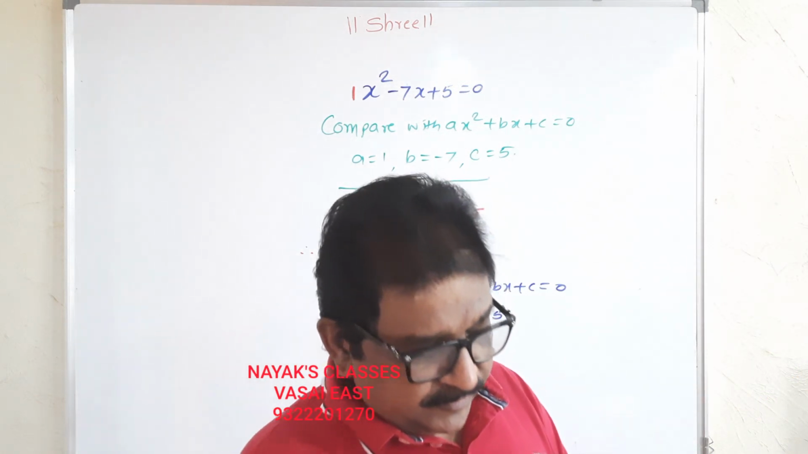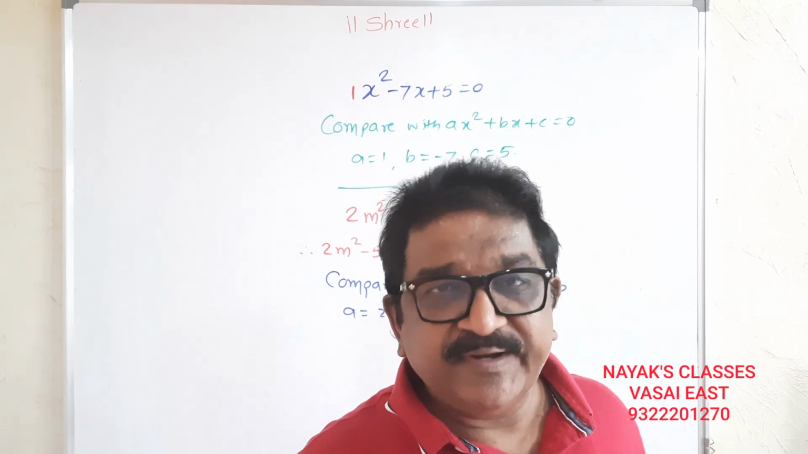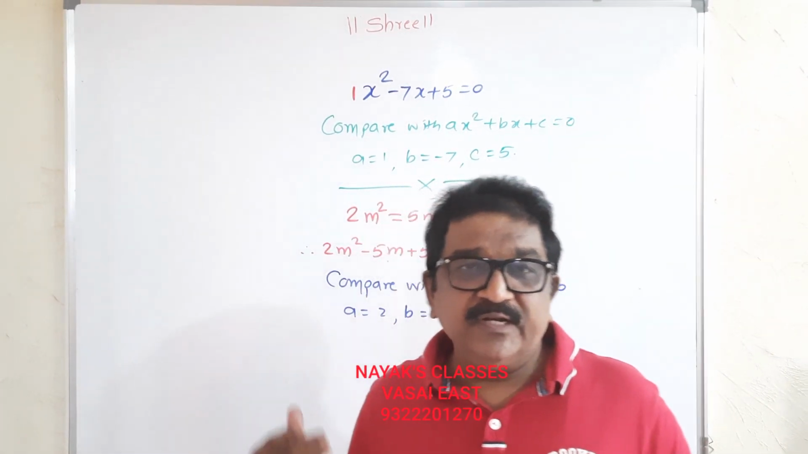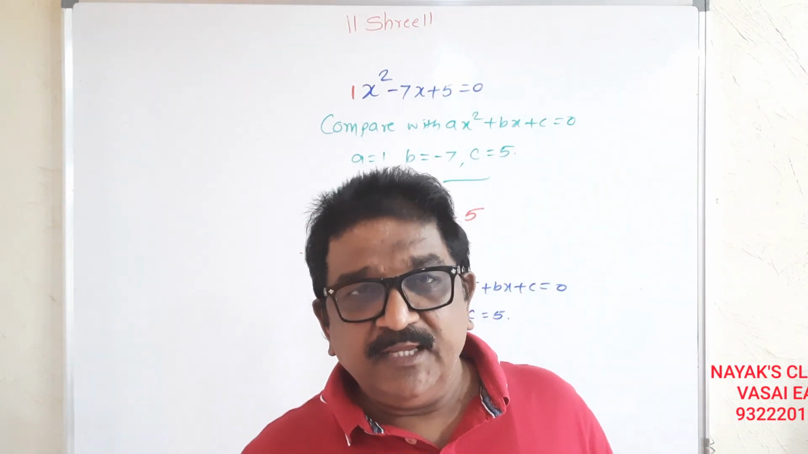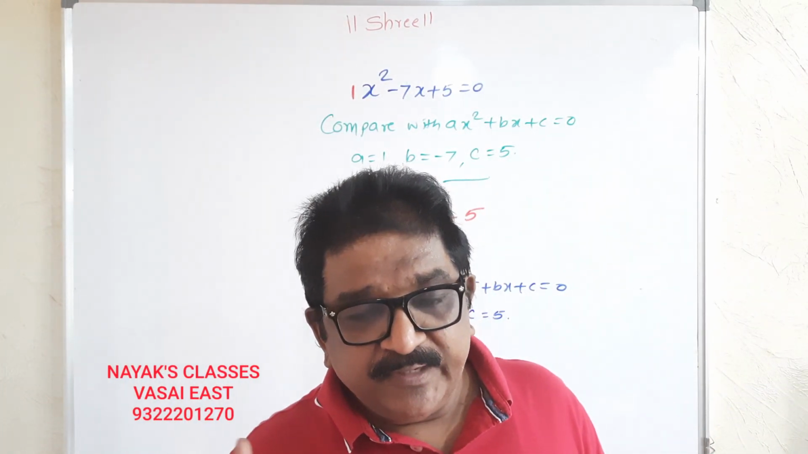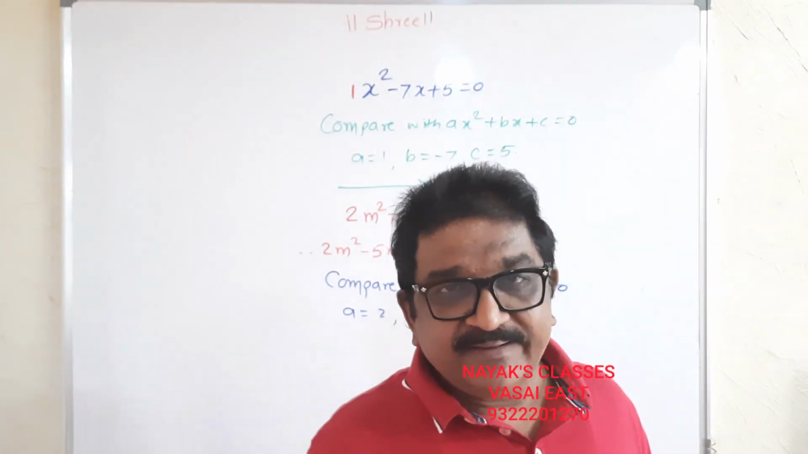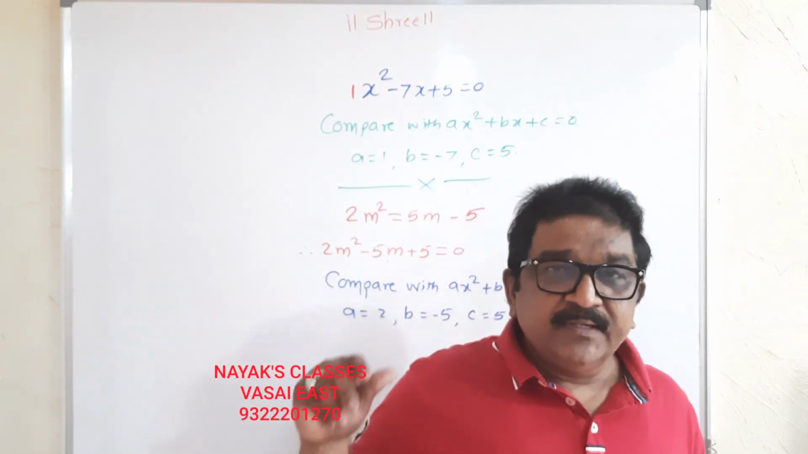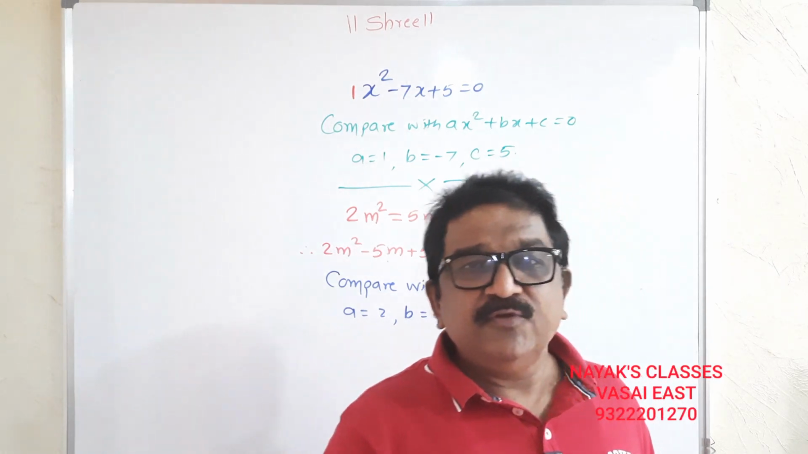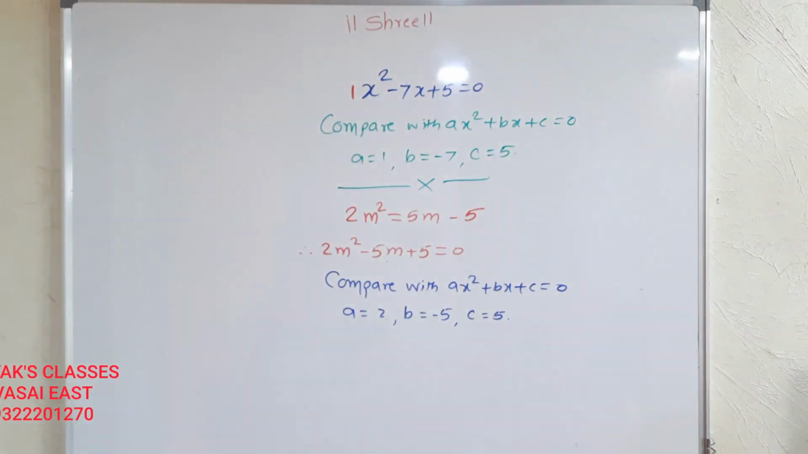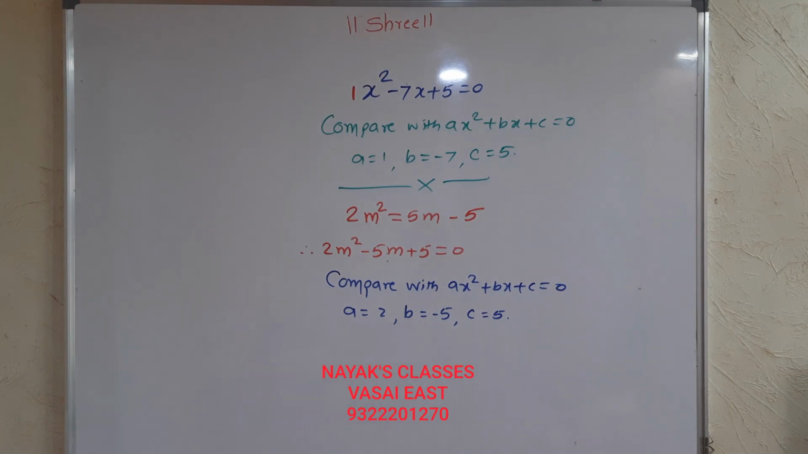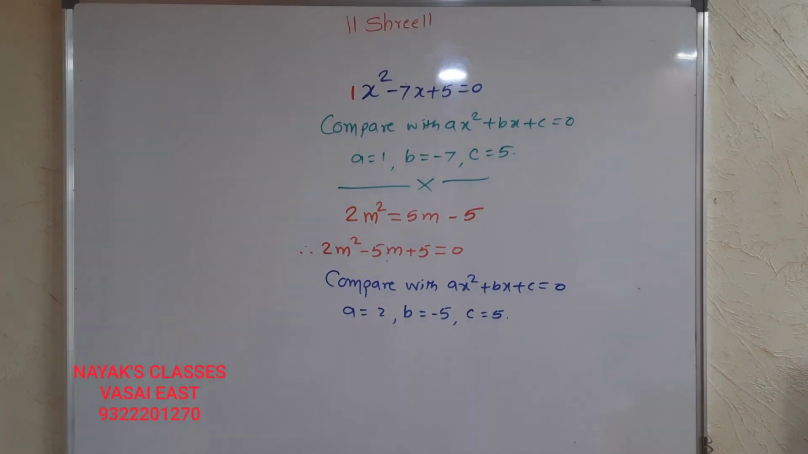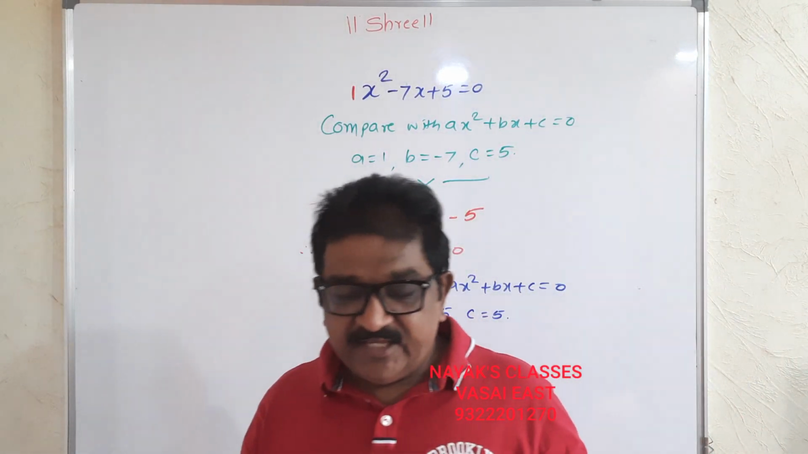This is a very simple one. First you learn how to find the values of a, b, c. It's very easy. We are going to use these values in the formula which will give us 2 roots. So this is question number 1. The remaining one you can do it very easily.